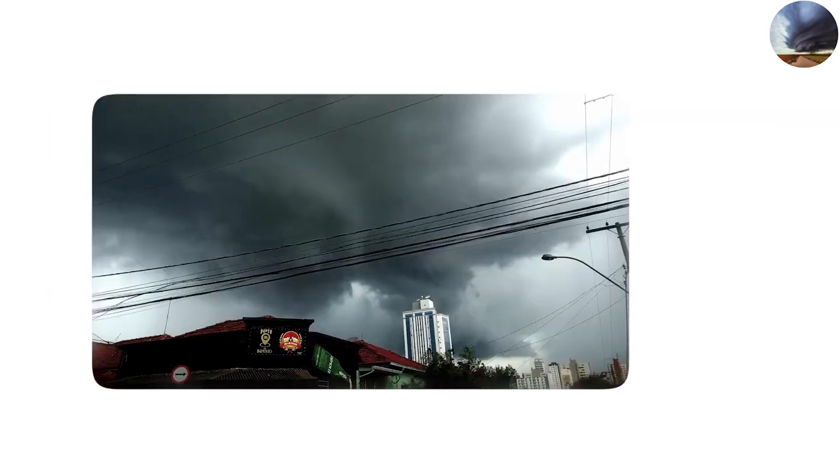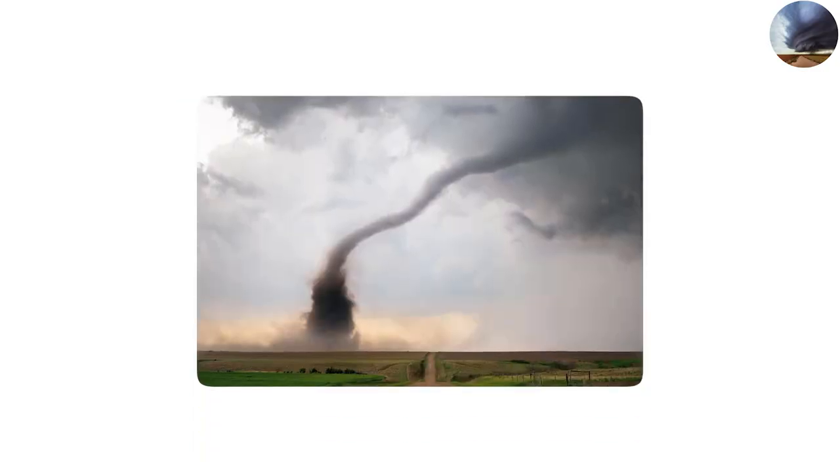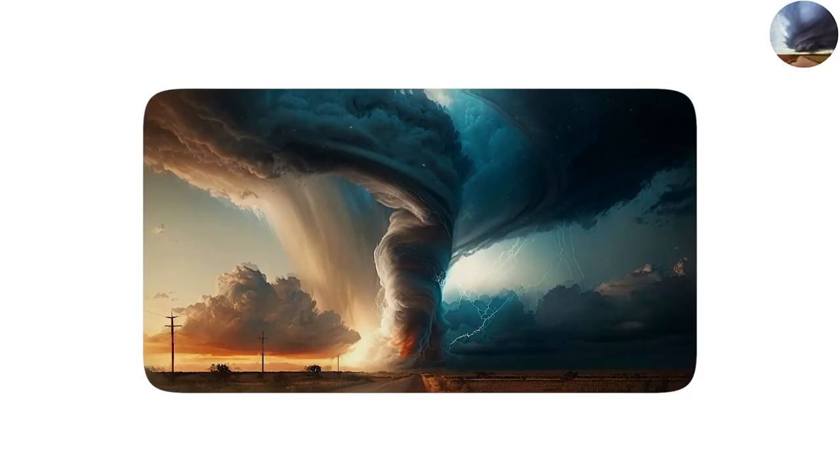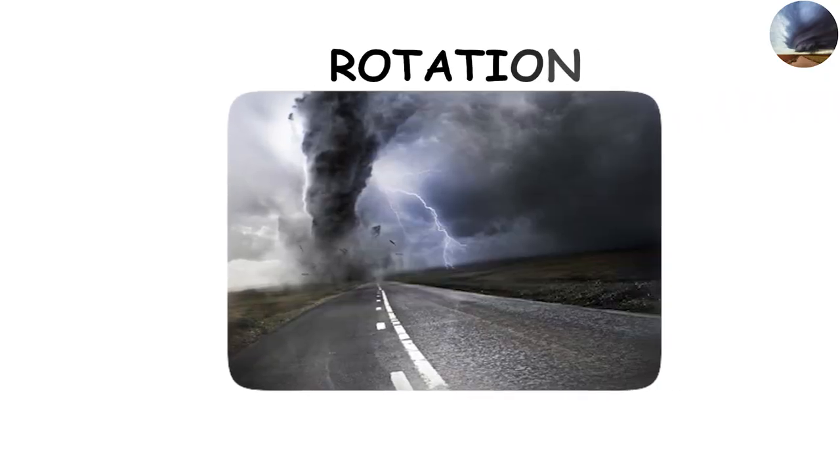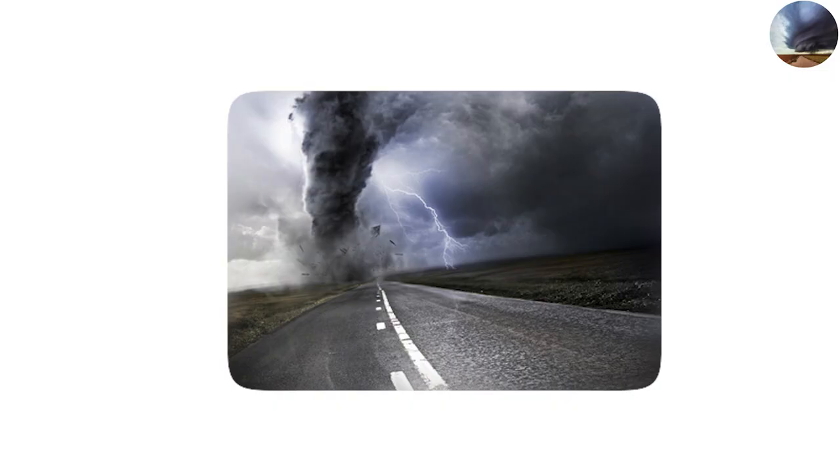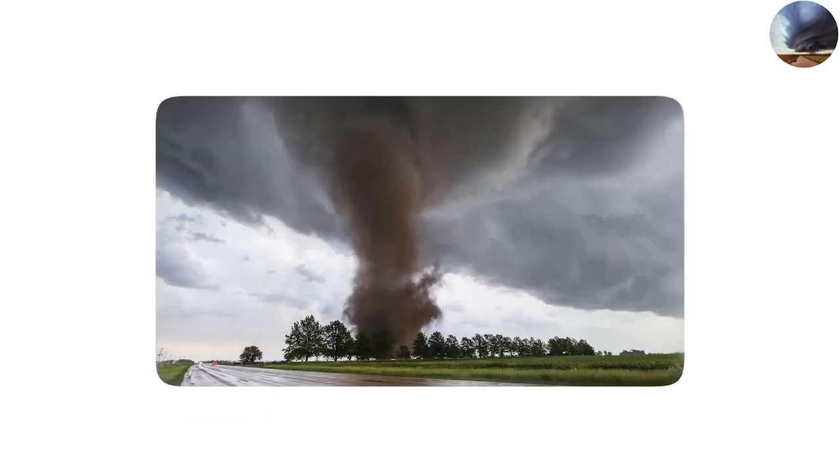A mesocyclone is a sort of spinning updraft that is generated as a result of wind shear, which causes the invisible horizontal tubes of air to be tilted into a vertical position. This causes the mesocyclone to spin. In the absence of this rotation, the storm will not be organized in a manner sufficient to concentrate its energy into a tornado. Therefore, it is of the utmost importance that this rotation takes place.